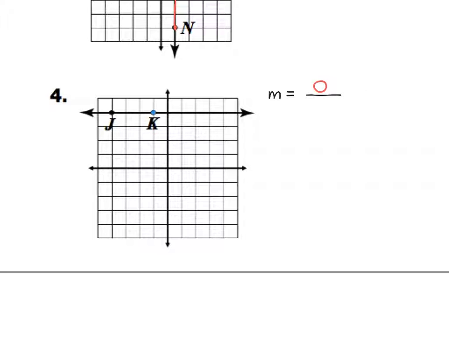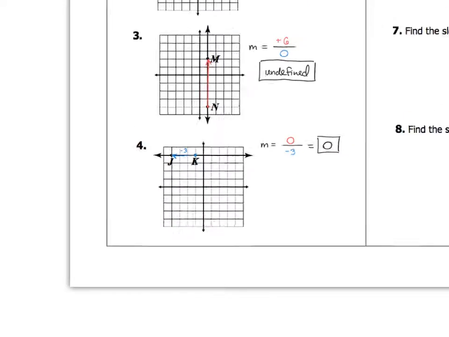If I start with K and go left, 1, 2, 3, that's a run of negative 3. Whether you do positive or negative doesn't really matter again because your numerator is 0. Anytime your numerator is 0, your slope will be 0. So that's how we find slope again with a graph.